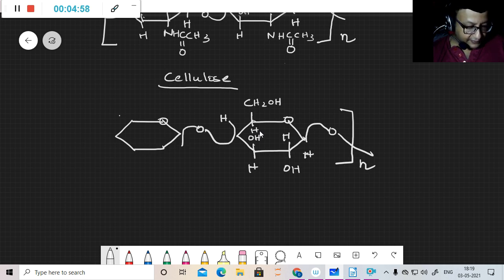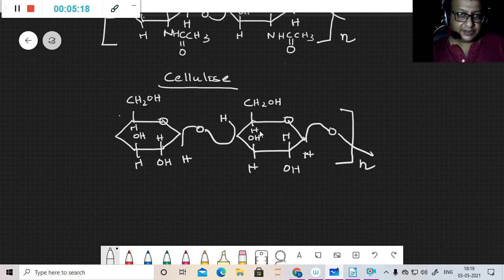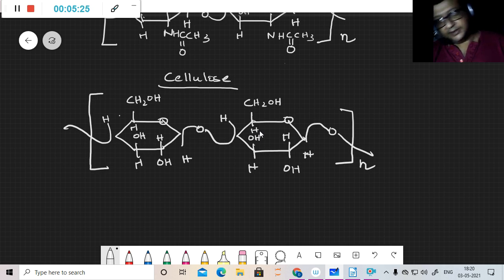You have an H coming out over here, then an H over here, OH over here, OH, H, the usual structure of glucose goes on, and CH2OH, and the structure goes n times. This is the basic cellulose structure.